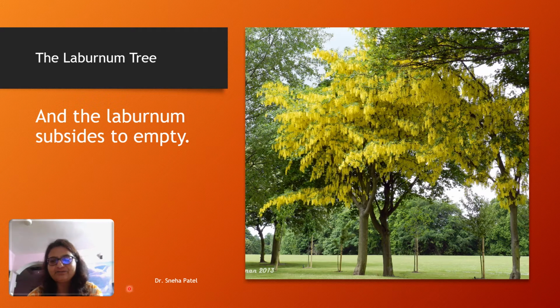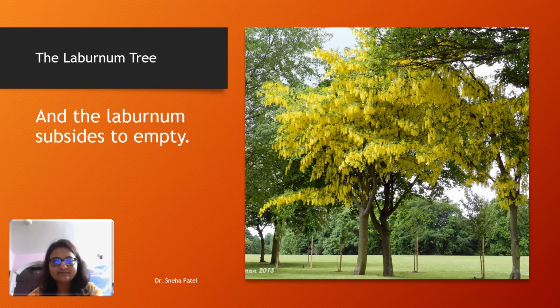In the beginning of the poem, the lines were, the laburnum tree is quiet and still. Again, when the goldfinch flies away, it subsides to empty. It means that it again becomes silent and still.